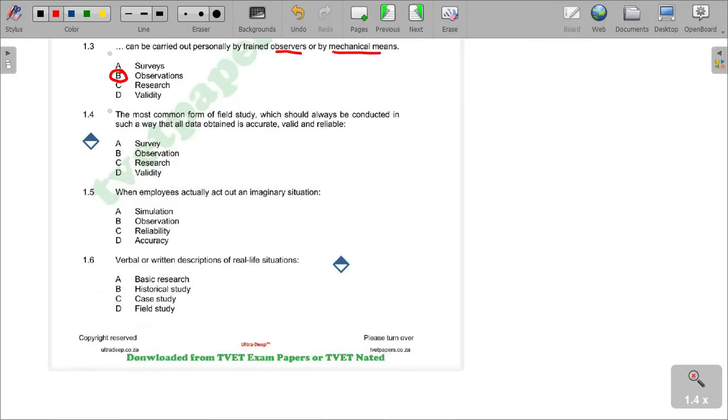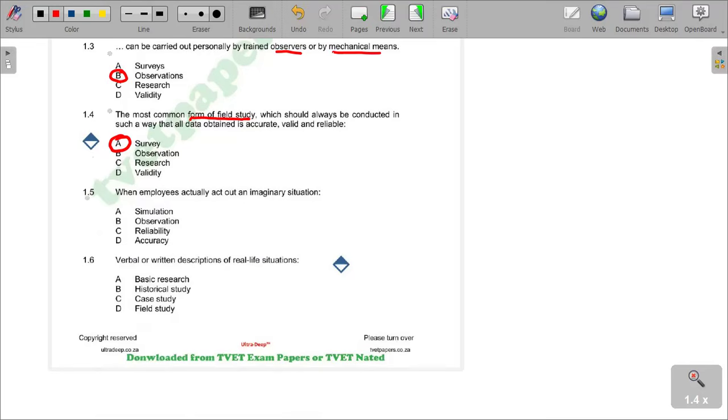Let's move on to 1.4. The most common form of field study, which should always be conducted in such a way that all data obtained is accurate, valid, and reliable. We have different forms of field study, but the most common one is what you call a survey. That's the common form of a field study.